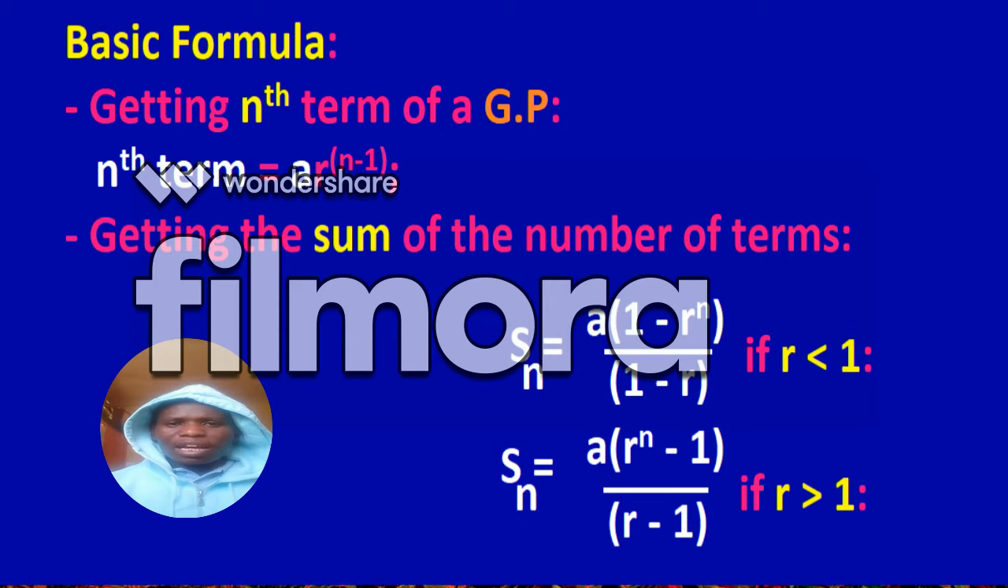What of a case where R is less than 1? In that case we have S subscript n equals A into bracket 1 minus R, where R is the rate, R raised to power n, close the bracket, all over the denominator 1 minus R.